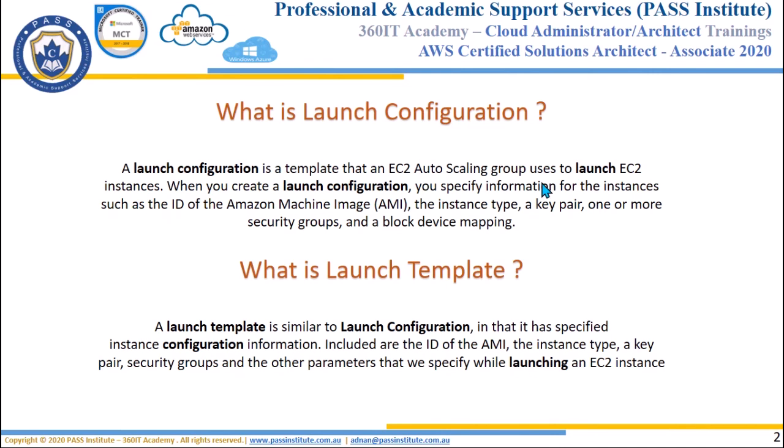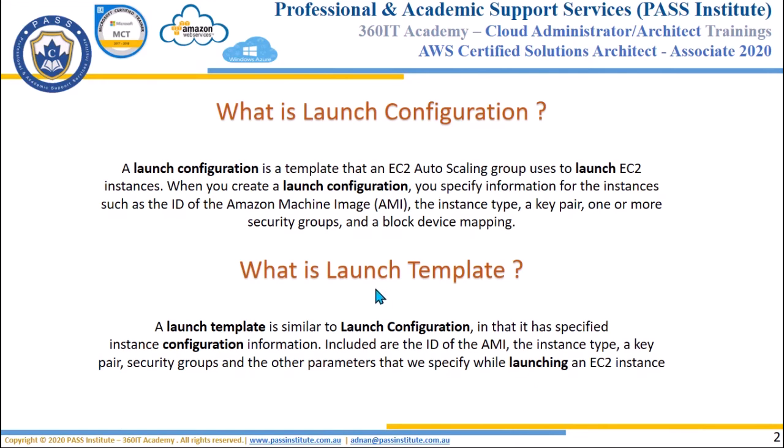So we are going to create an autoscaling group, and before creating an autoscaling group, there is a requirement. When creating an autoscaling group, you need to have either a template or a launch configuration. With launch configuration, you can specify information for the instance, such as the ID of the Amazon machine image. You will select the machine image, instance type, key pair, security group, and the disk that needs to be attached as part of the EC2 instance, which will be part of the autoscaling group.